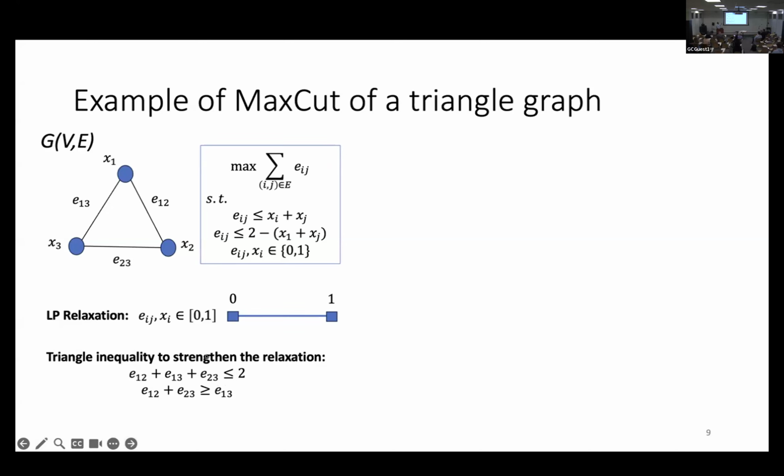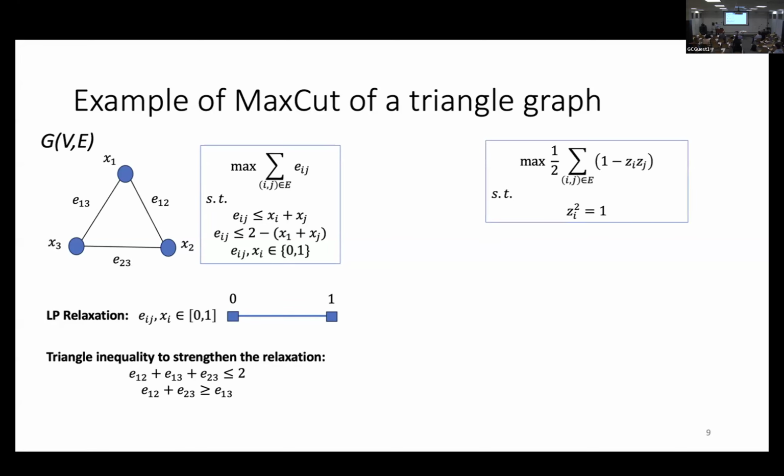And it holds, if you plug this in, then this linear programming relaxation with continuous values will give you 2, the true optimal value, and also this exact solution for how you cut this triangle graph. So we can relax the variable from a binary variable to a continuous one. Then we can introduce new inequalities to make the relaxation tighter.